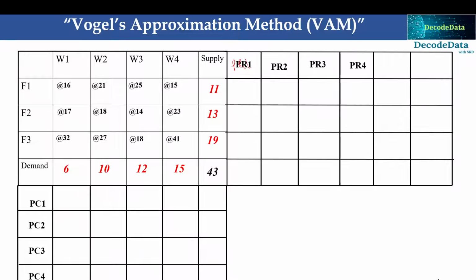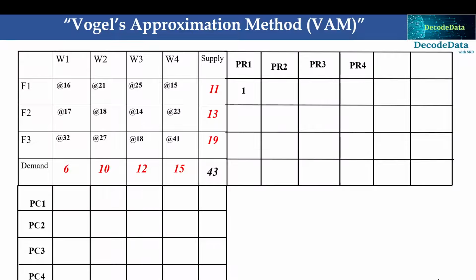Now comes how to calculate the penalty. It's very simple. To calculate the penalty, we take the two minimum costs from the group, right? Because I have to calculate the penalty for this particular row, and write it in this particular cell, I'll take the two minimum numbers out of 16, 21, 25, and 15. Of course 15 and 16 are the minimum. So the difference is 1. So 1 will be the penalty for the first row.